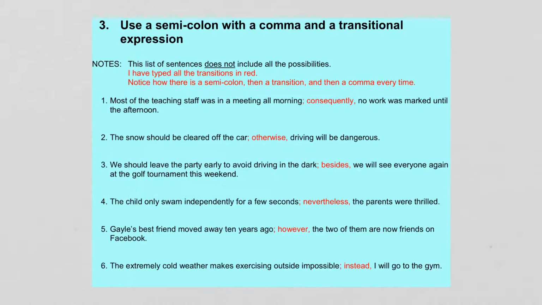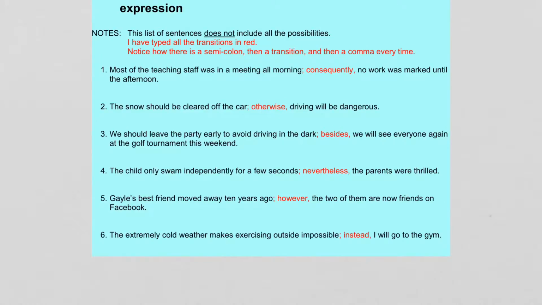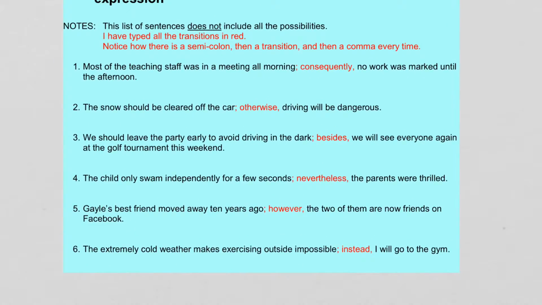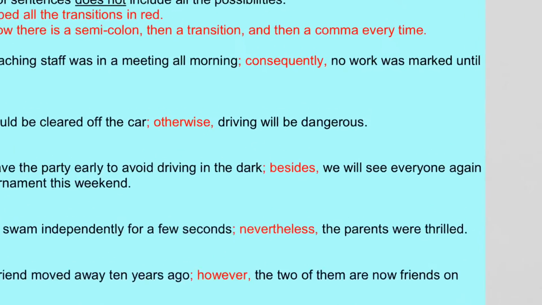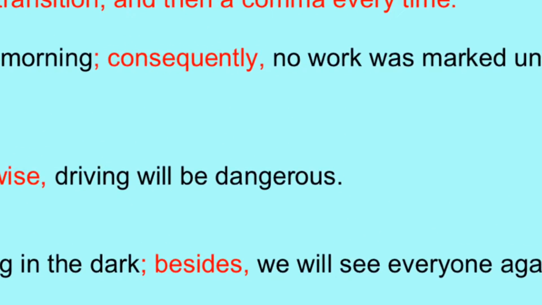All right. Using a semicolon with a comma and a transitional expression. This might sound fancy, but really it's not. Let me just show you how I've typed all of the transitions in red. All right, and what I want you to notice is that there's a semicolon and then a transition and then a comma every time. So I say something, semicolon, transition, comma.